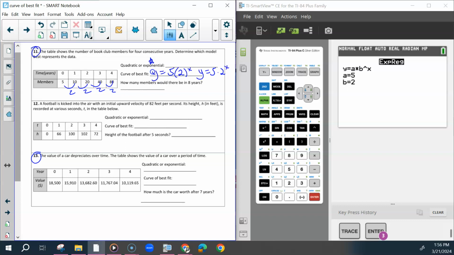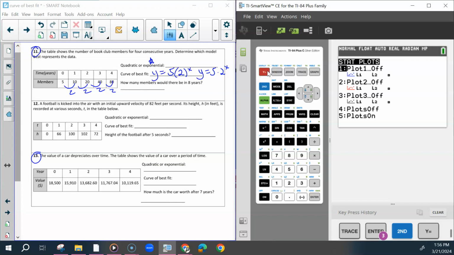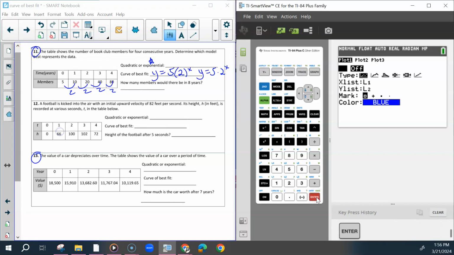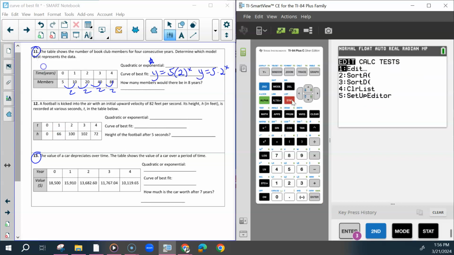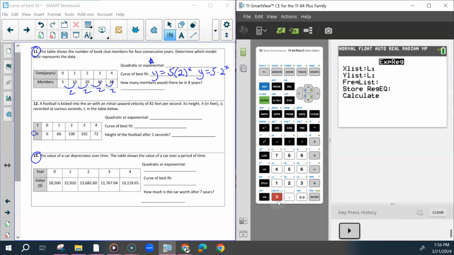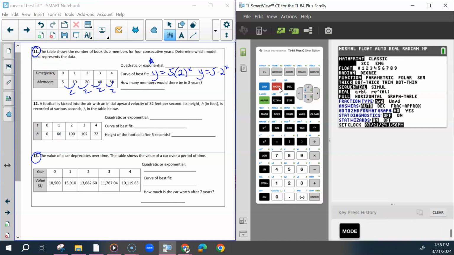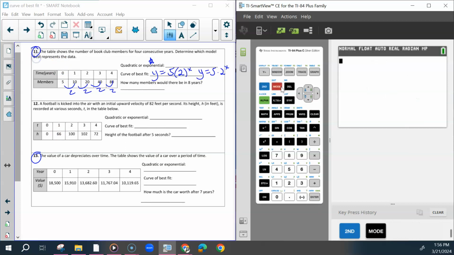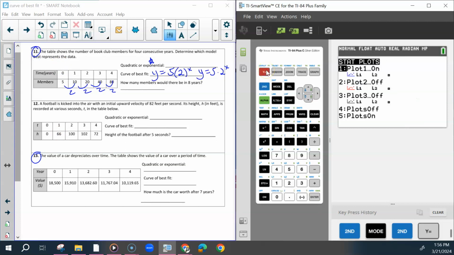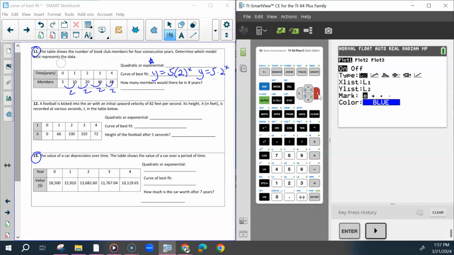I am going to go into StatPlot for 1 second. I don't think that was it. It was stat diagnostics. Okay. And I'm going to turn that on, and you'll see why here in just a second. I'm going to turn the StatPlot off.